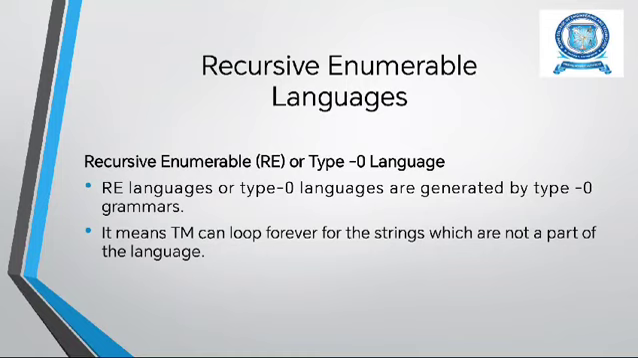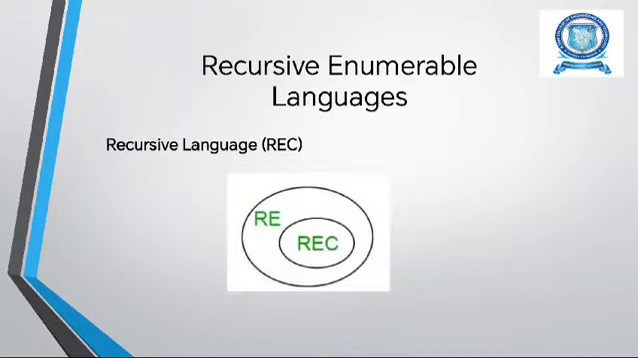Recursively enumerable languages are generated by type 0 grammars. It means a Turing machine can loop forever for the strings which are not a part of the language. A language is recursively enumerable if there exists a Turing machine that accepts every string belonging to the language. And if the string does not belong to that language, then it can cause the Turing machine to enter an infinite loop.